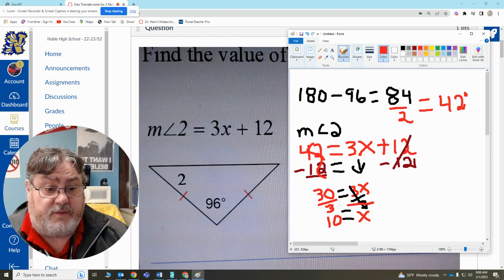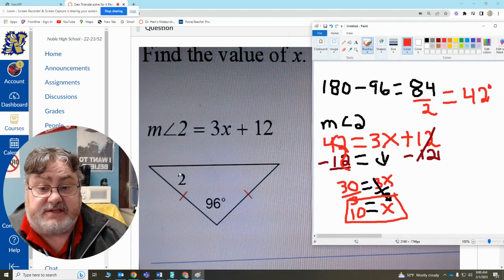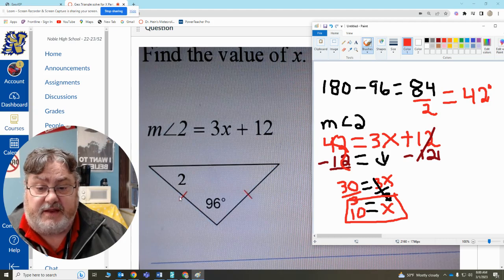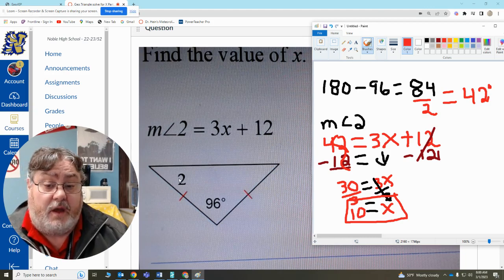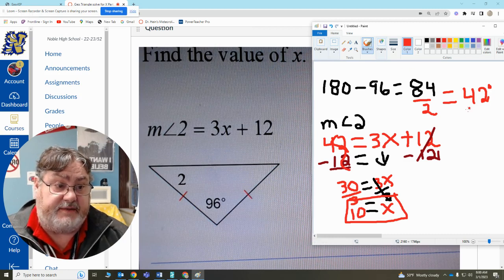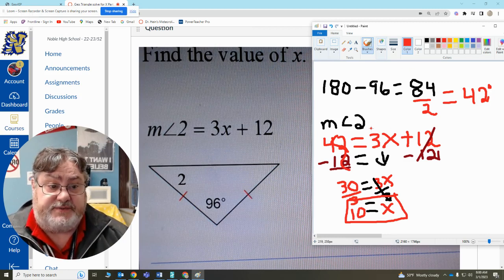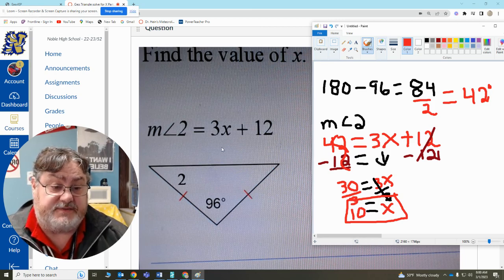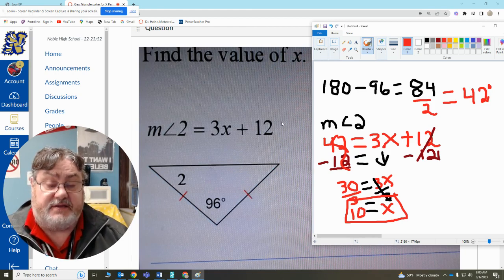Therefore, when we're asked to find the value of x, and we're given an isosceles triangle, and we know the degrees of one of the angles opposite the congruent sides, after we subtract the 96 from the 180 and divide that by 2, we take that information, which was 42, and plug it back into this equation, substituting the measure of angle 2 for 42, and then we solve for x. And so x does equal 10.